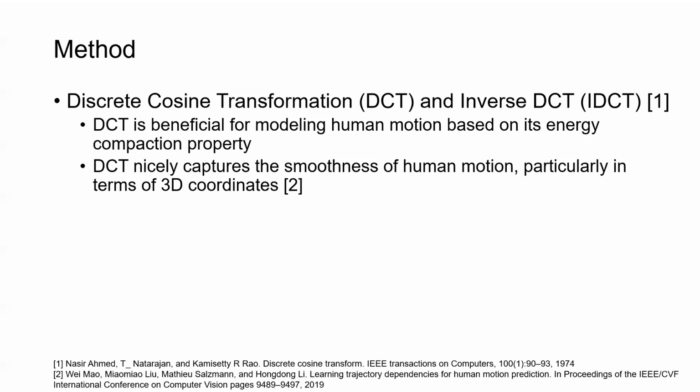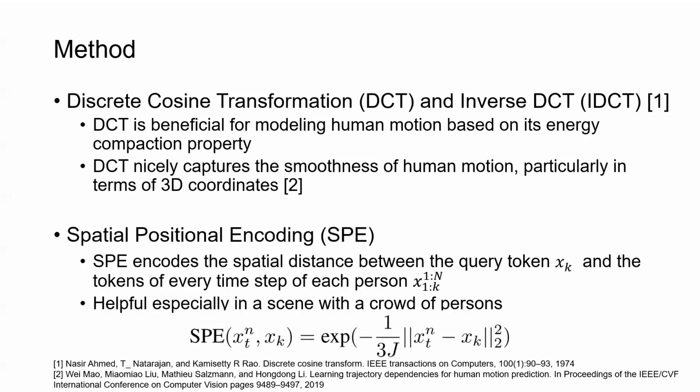Here we explain the reason we use 3D coordinates as the representation. The first reason is that a lot of multi-person motion data are obtained by pose estimation techniques, with only 3D joint positions available. And the second reason is that we think the 3D joint positions are beneficial for modeling the interaction between persons. The second is the spatial positional encoding proposed by us. SPE encodes the spatial distance between the query token and the tokens of every time step of each person, and it is very helpful, especially in a scene with a crowd of persons.